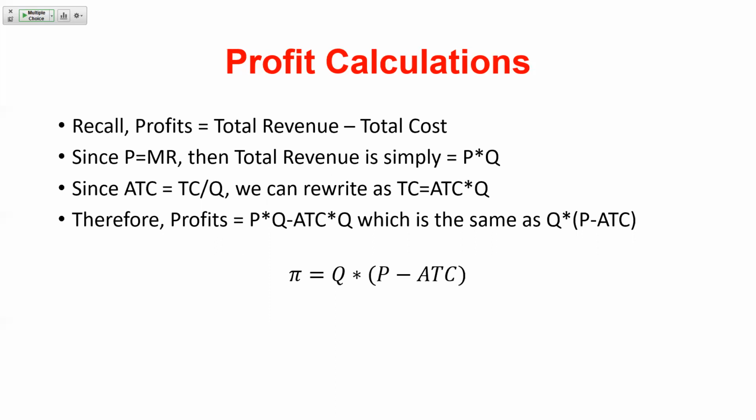A lot of the times when we're looking at the graphical or the visual representation, it's a lot easier to identify these three pieces of information than it is total revenues and total costs. Any questions?